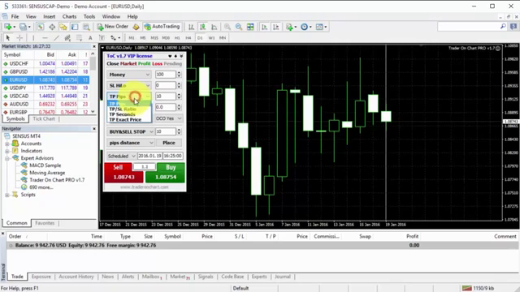And my take profit pips should be 2 times bigger than the stop loss. So I'm not sure how big my stop loss will be, but no matter how big it will be, my take profit will be 2 times bigger.